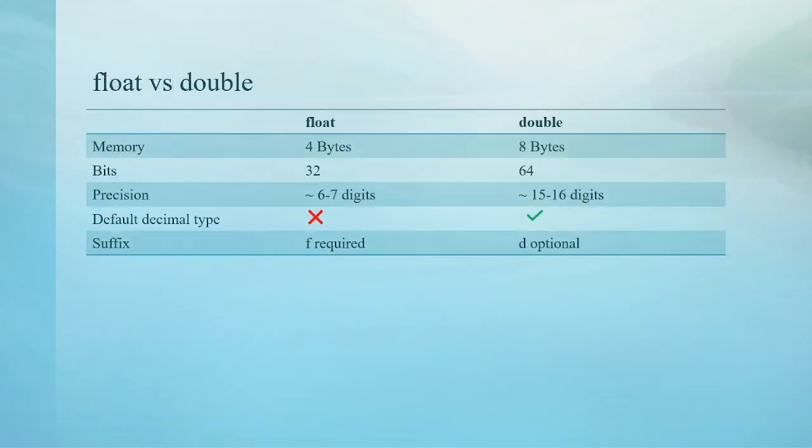Okay, the difference between the float and the double. Float uses 4 bytes of memory while double uses 8 bytes, and float provides approximately 6 to 7 digits of precision, and the double provides 15 to 16 digits of precision. And the most important point: decimal literals are double by default. That's why double does not require a suffix while float requires the suffix F.